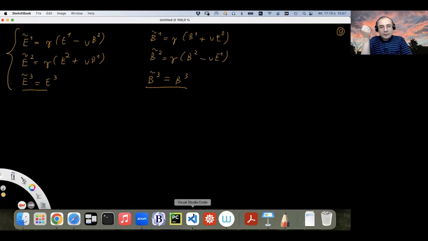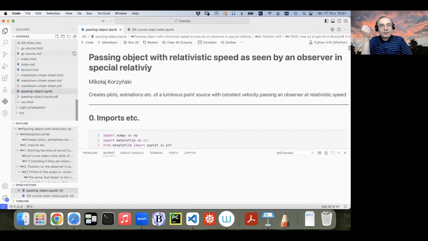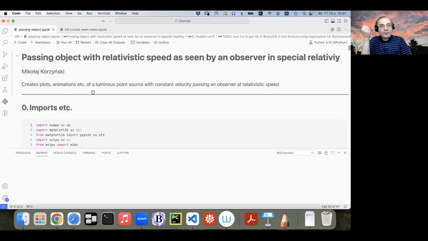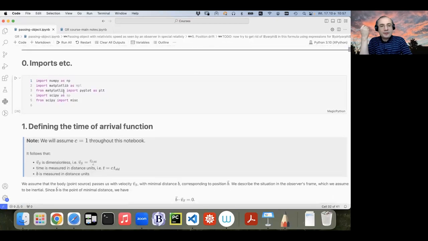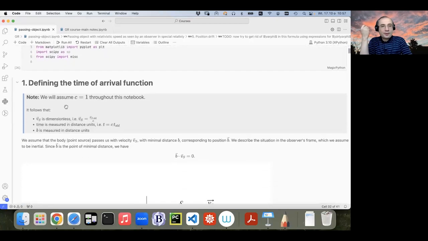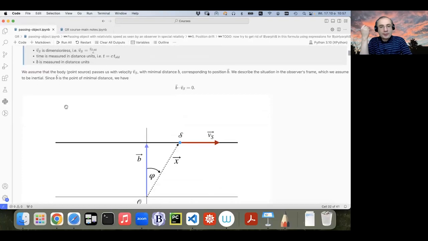So the last thing I wanted to show you, we have 3 more minutes. We don't have much time to talk about that, but I have prepared a Python notebook where I wanted to show you how exactly we see an object with very high relativistic velocity passing us when moving with constant speed. I wanted to create animations, plots, and other things. I didn't manage to finish it, but there's still a number of interesting things. If you are familiar with Python notebooks, you should be able to use it using Jupyter or whatever else.